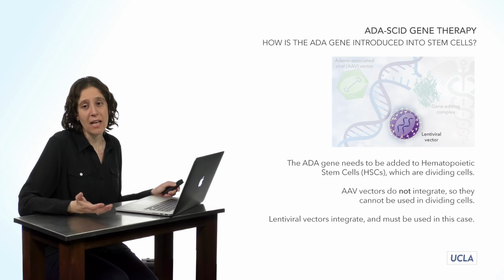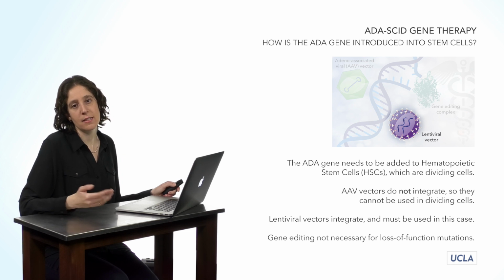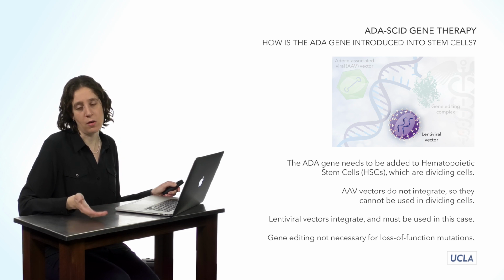Another possibility would be to use gene editing, but gene editing is not necessary in this case since the mutations in the ADA gene are loss-of-function mutations. Okay, now let's go over the general approach used to correct ADA SCID.